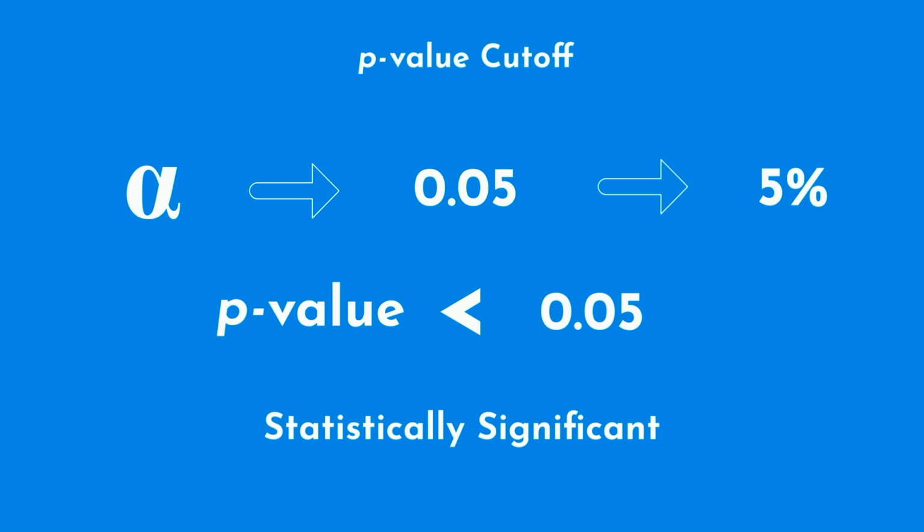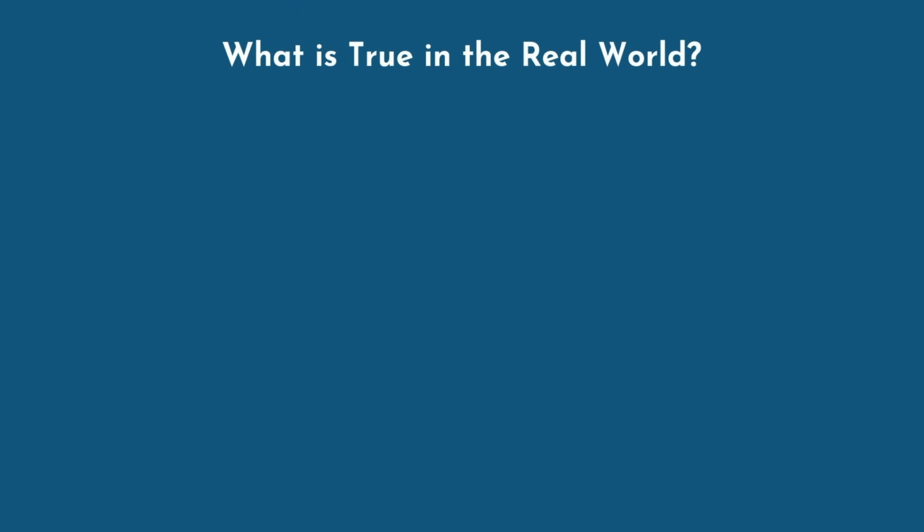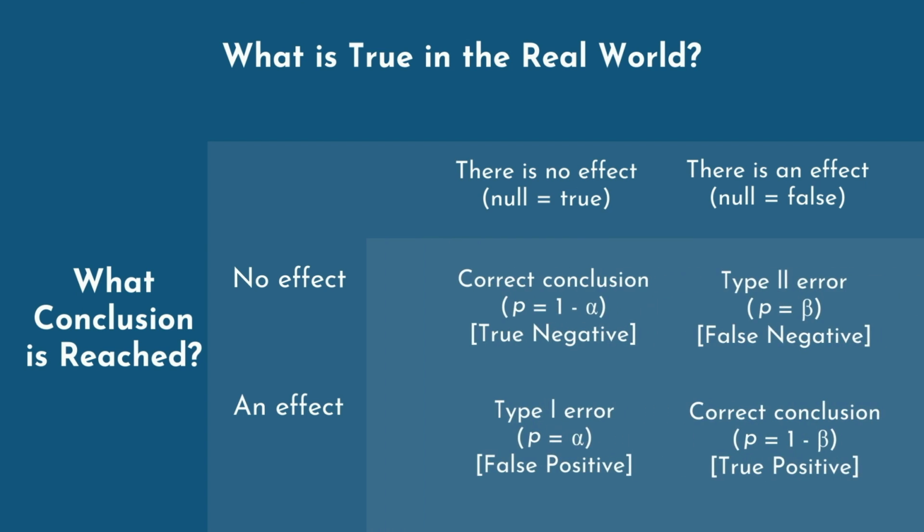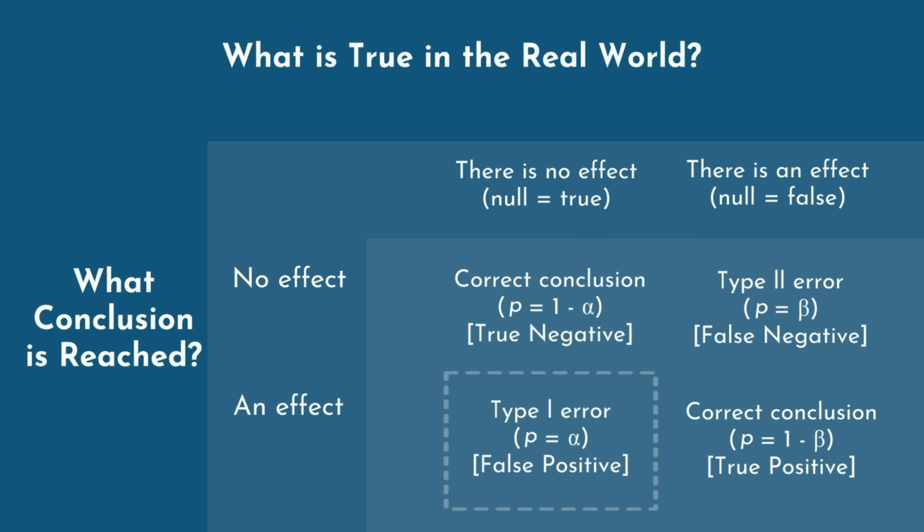There is a chance we are wrong, and we have terms for this too. When there's no true effect, but we think there is, we call this a false positive or a type 1 error. We failed to reject the null hypothesis even when it was true. The opposite, where there is an effect but we think there isn't, is called a type 2 error. We accepted the null hypothesis when we shouldn't have. The chance of committing a type 2 error is called beta.